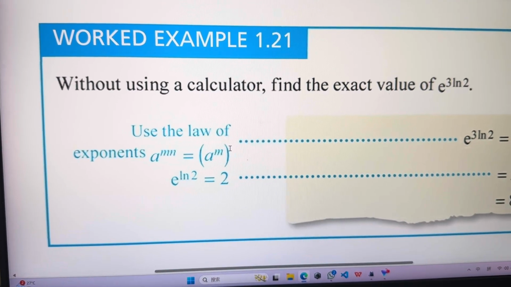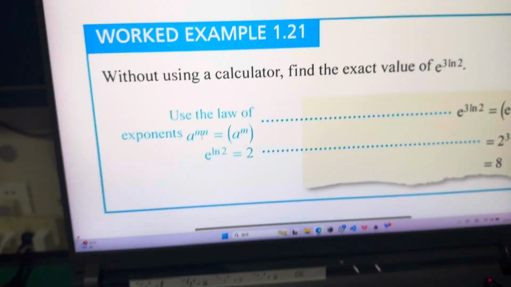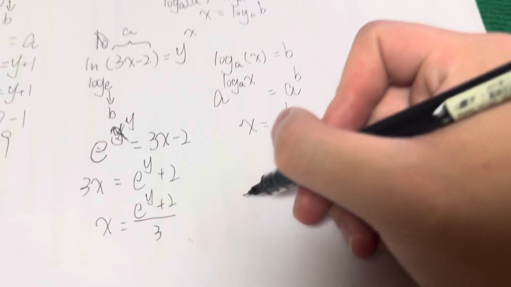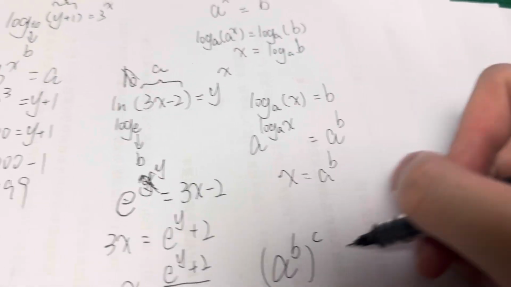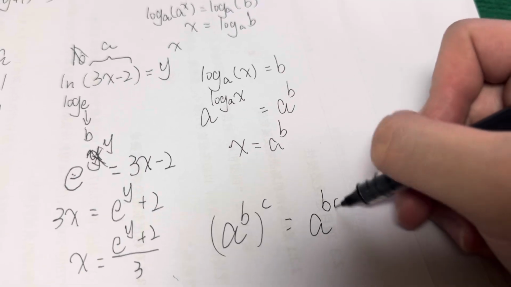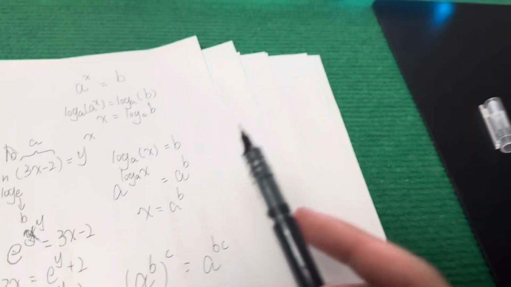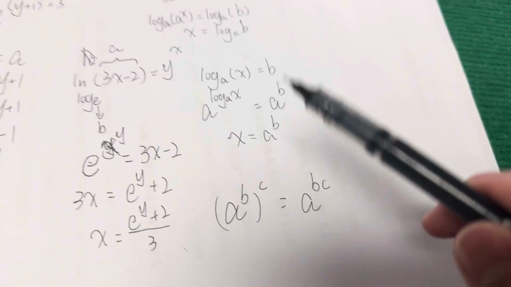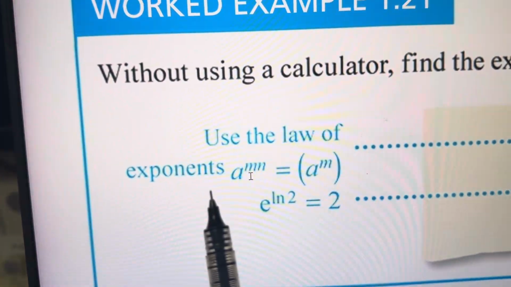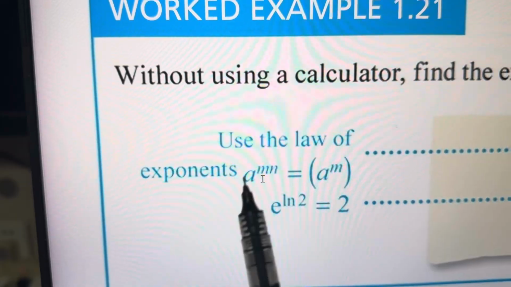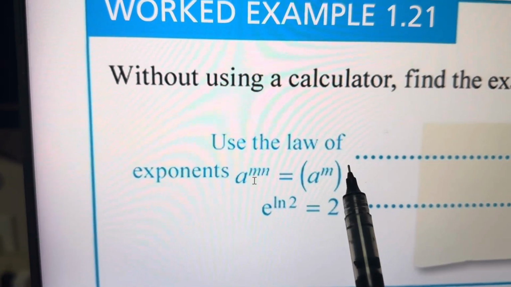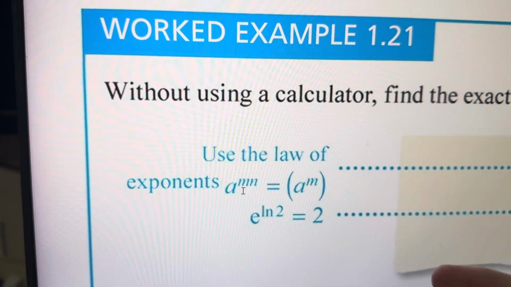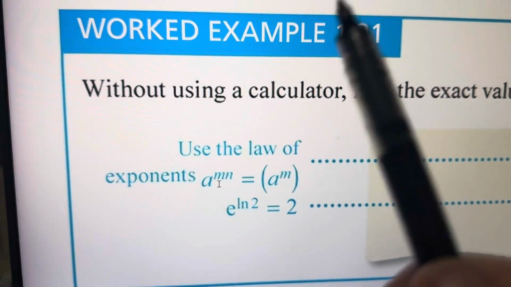Here should be an n, because according to the law, we know that a to the power of b to the power of c is equal to a to the power of bc. Remember, equation means you can use any side to replace another side. So if we have a to the power of m times n, we can replace it by a to the power of m, and the whole thing to the power of n.